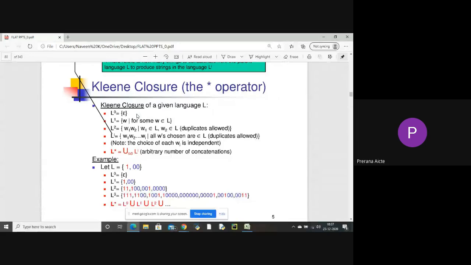All combinations, the union of all L0, L1, L2 and Li, is nothing but the Kleene closure of the given language. In the same manner, positive closure is also there. Positive closure is nothing but everything except L power 0: all of L1, L2 and so on, Li, come under positive closure. Okay.